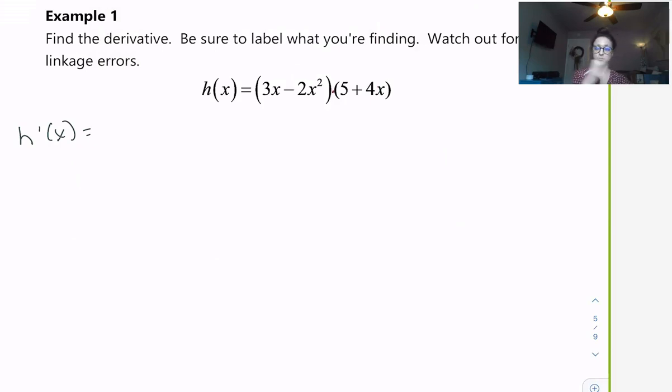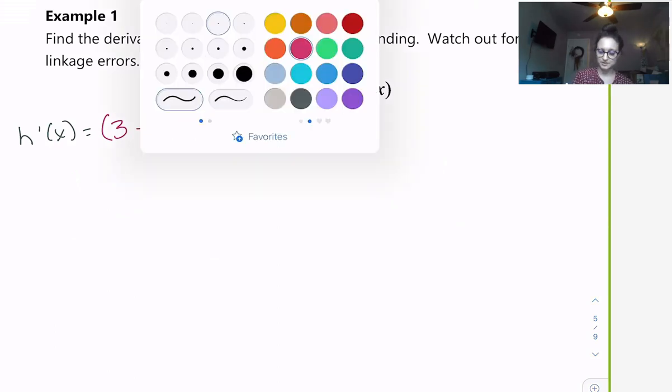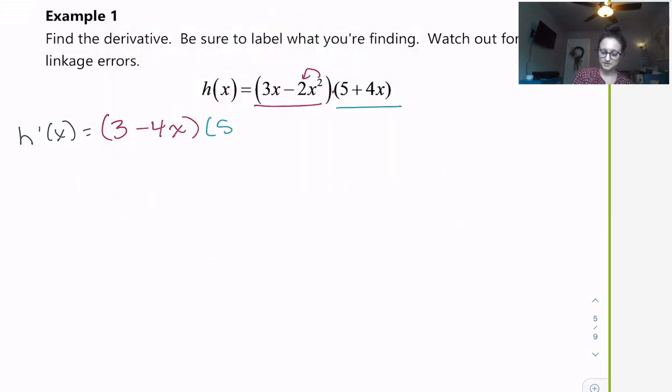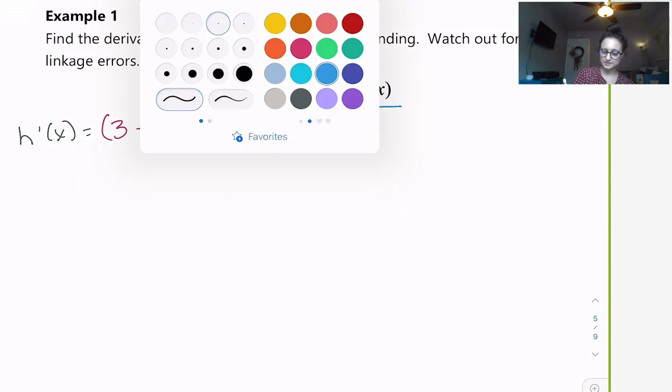Now you could certainly distribute everything and combine like terms and go term by term. That would be fine as well, okay? But we will add more functions to our arsenal where distributing isn't going to work for us when we add in trig functions and such, okay? So formula, derivative of the first, right? So what's the derivative of 3x minus 2x squared? Well, 3 minus, bring the 2 down, 4x, right? That's the derivative of the first. Then we're going to hold the second, 5 plus 4x.